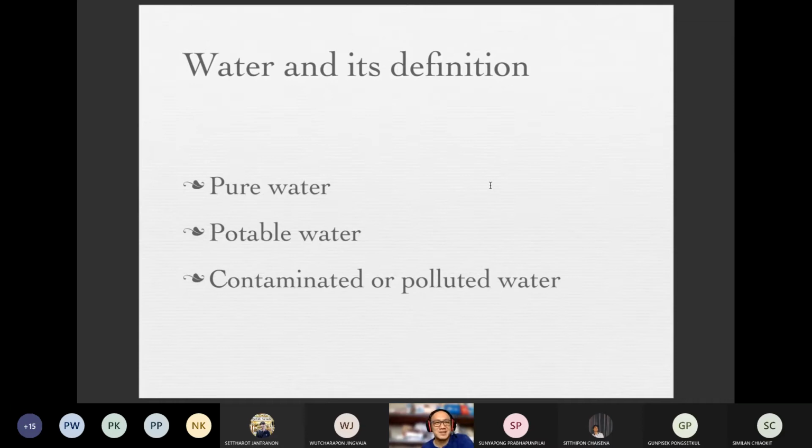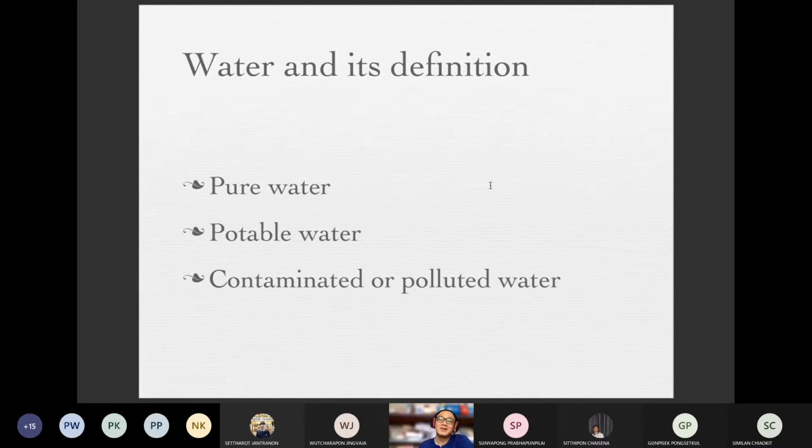Pot means a vessel, right? We use it for cooking or to keep water. So potable water means water that we can consume, or water that we can drink without causing any harm to our health. So these are the definitions of potable water. Potable water is totally different from pure water.